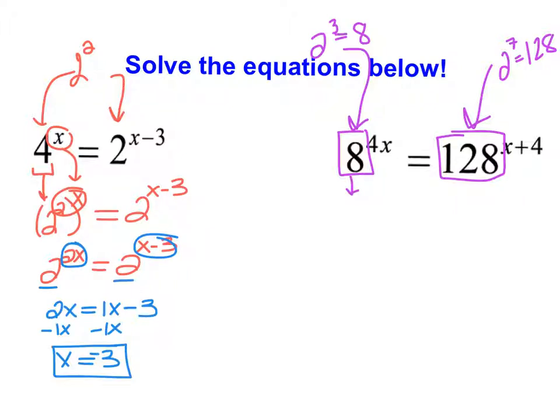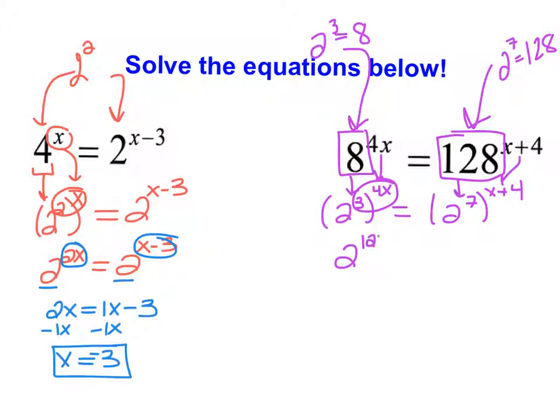So here I'm going to rewrite this as 2 to the power of 3, all then raised to the power of 4x. And then I rewrite my 128 as 2 to the power of 7, all then raised to the power of x plus 4. So I've just rewritten those bases in terms of 2. Now from here I need to use the powers to powers rule to multiply these out. So here I have 2 to the power of 12x is equal to 2 to the power of, well, 7 times x is 7x, plus 7 times 4 is 28.